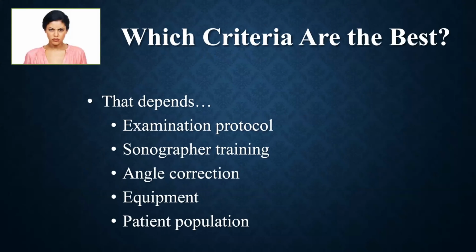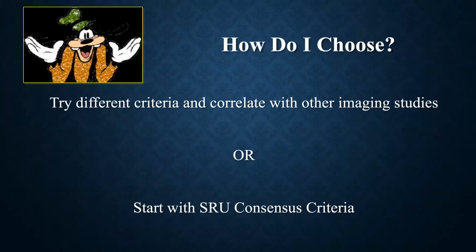So again, getting back to the question, which criteria are best? Well, it depends. There's a lot of variables. Depends on your protocol. Depends on how your sonographers are trained. You have to use angle correction. How do you use angle correction? Is everything done at 60 degrees or not? It depends on your equipment and your patient population. So how do you choose? Well, you can work out different sets of criteria and see which correlate best with your imaging studies, or you can start with the SRU consensus criteria, which is what most groups do.